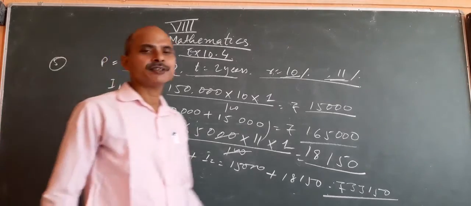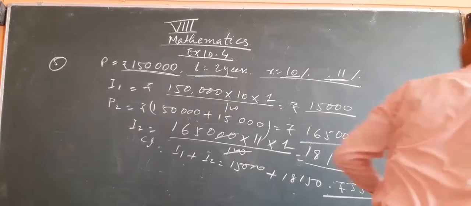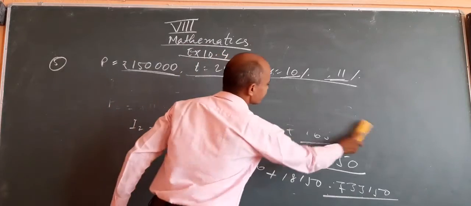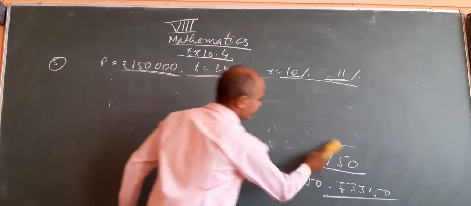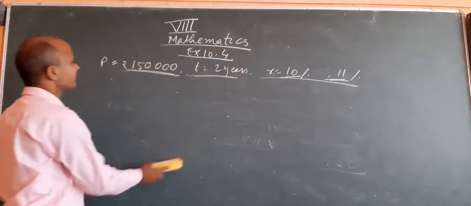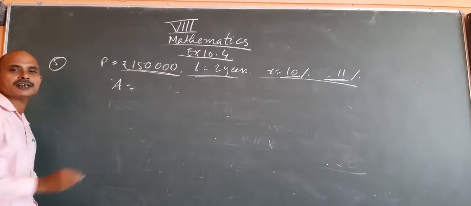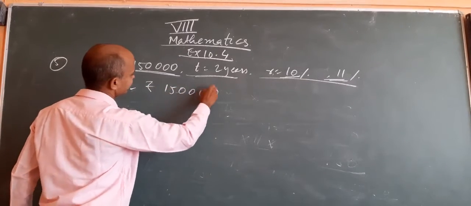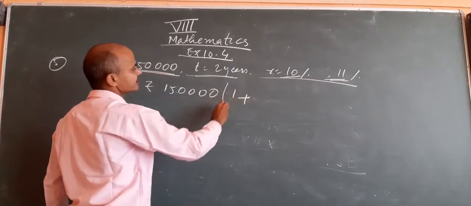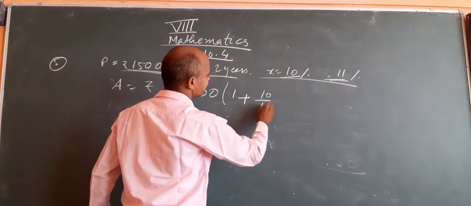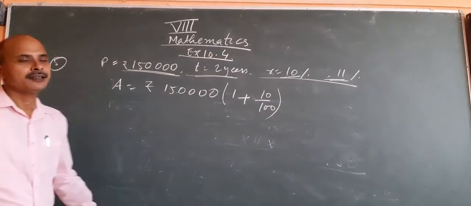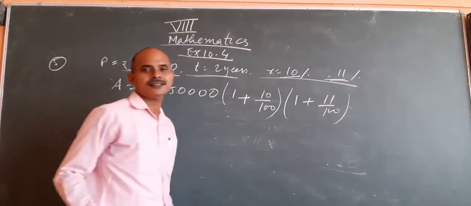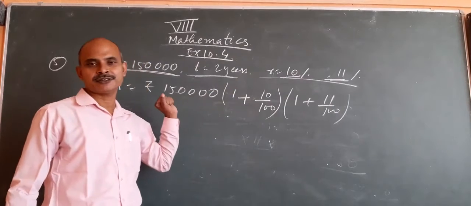Using the formula, how can we do this? Using the formula, we have to first find the amount. A is equal to P into 1 plus R by 100 into 1 plus 11 by 100. This way we will calculate the amount.